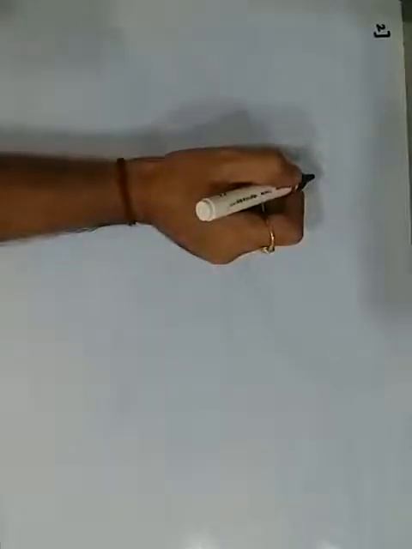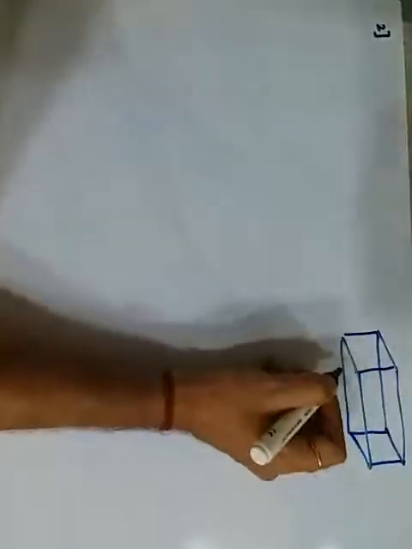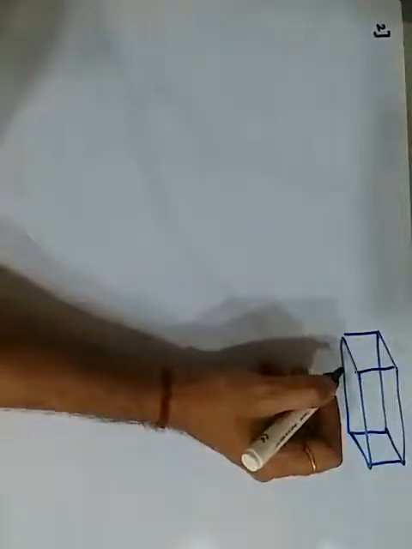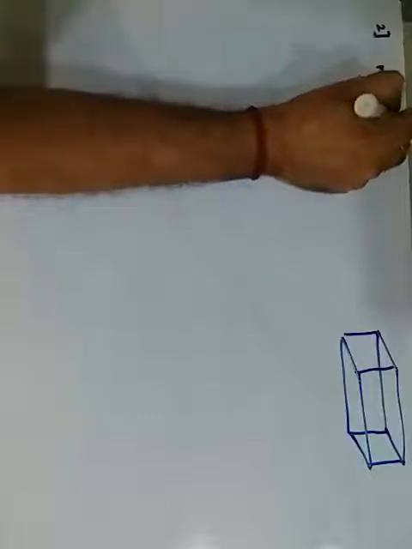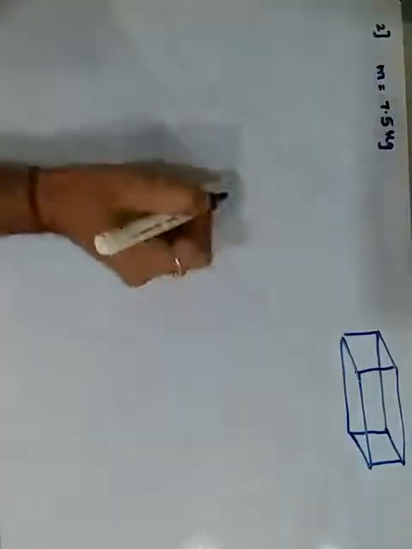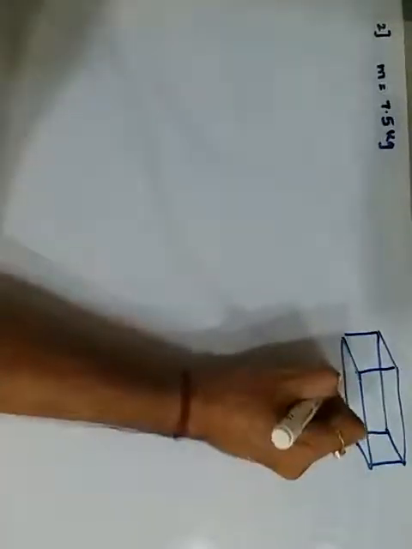The second one is about a block of iron. Let me make it a block of iron. This is a block of iron of mass 7.5 kg, of dimensions 12 centimeter length, 8 centimeter breadth and 10 centimeter in height.